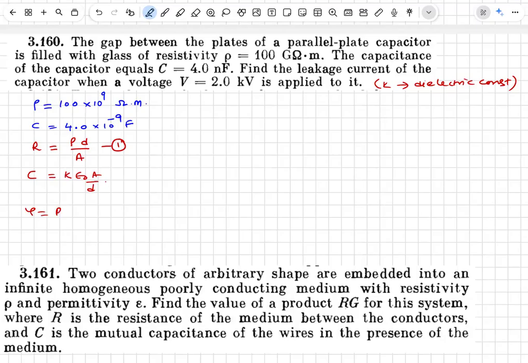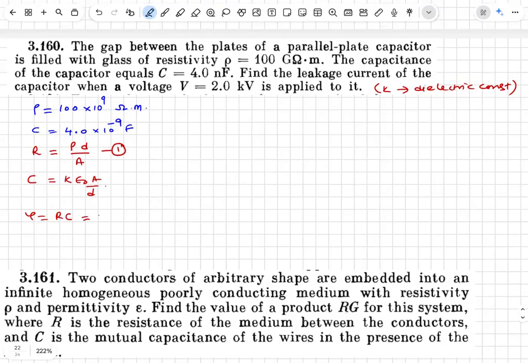So the time constant is RC, which is nothing but K epsilon naught rho. I don't see that I am teaching anything new. I is equal to I naught e to the power of minus t by tau. I naught means V by R, e to the power of minus t by K epsilon naught rho. Just want to stop over here.